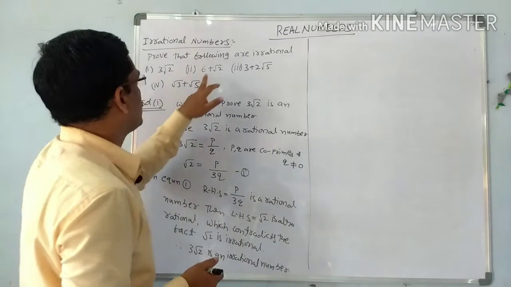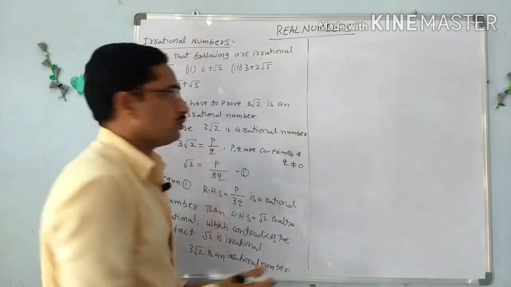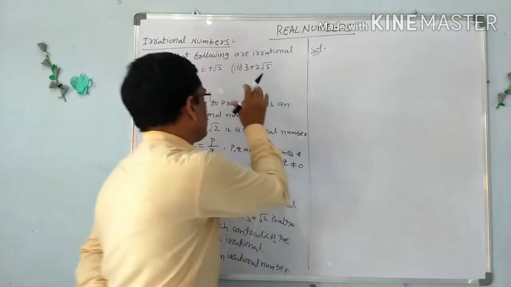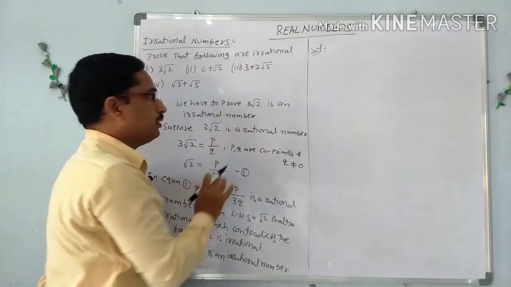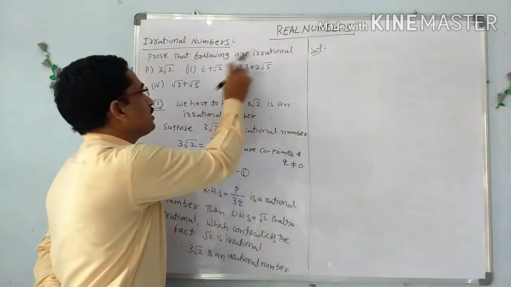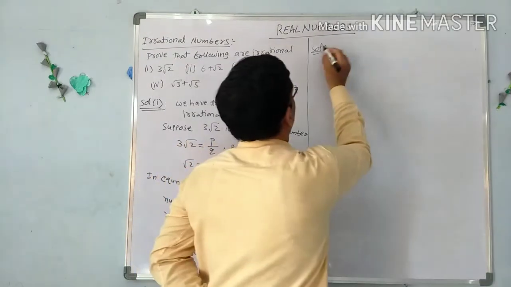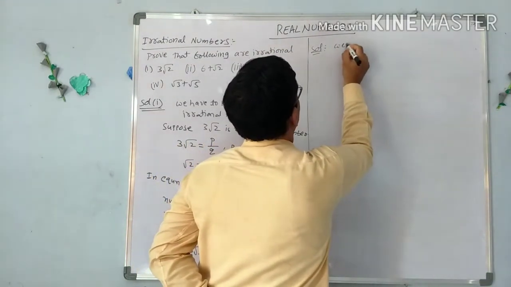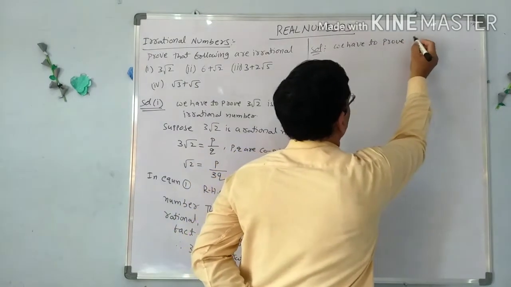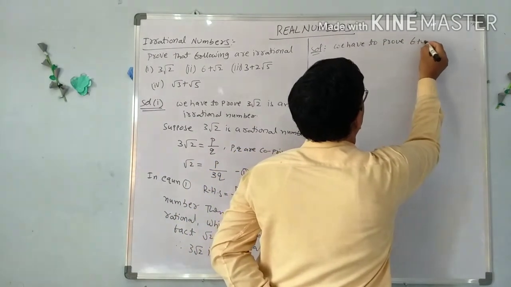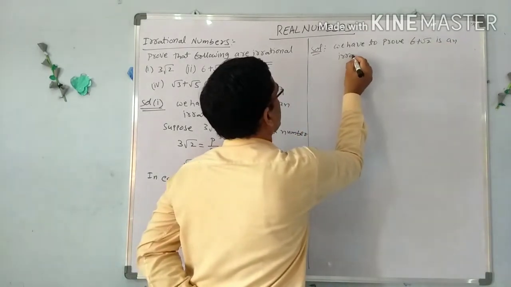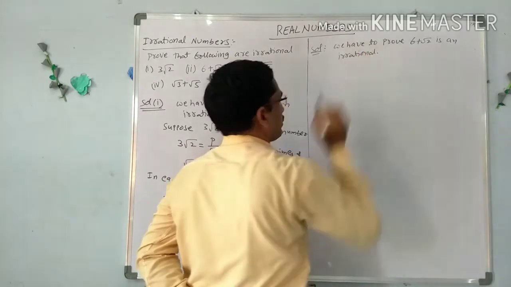Now next, 6 plus root 2, the second problem. All these problems are in the same model. We have to write the same steps here also. Solution: we have to prove 6 plus root 2 is irrational. Again we have to prove this as an irrational number.